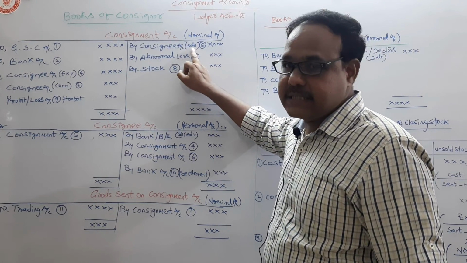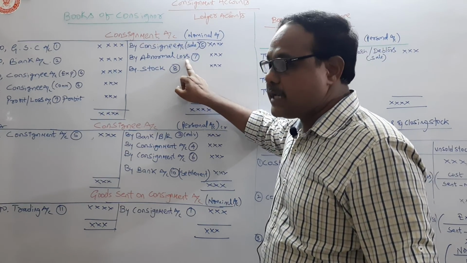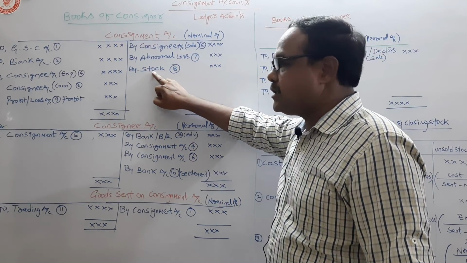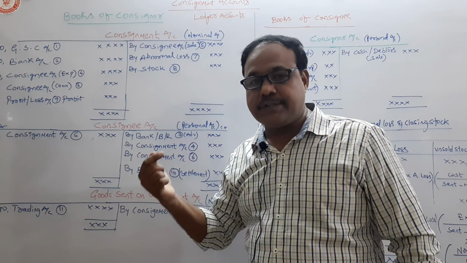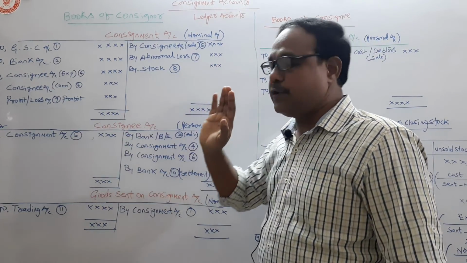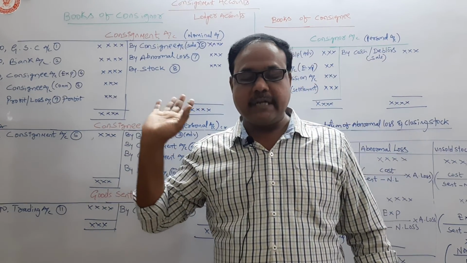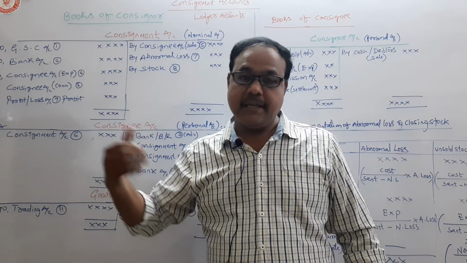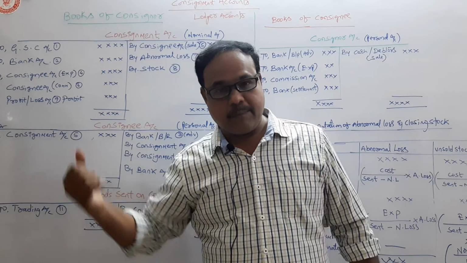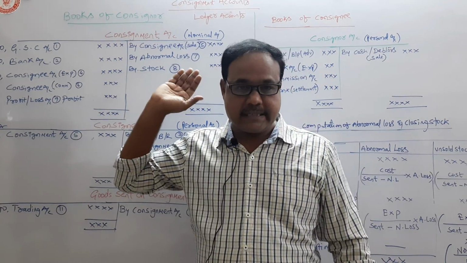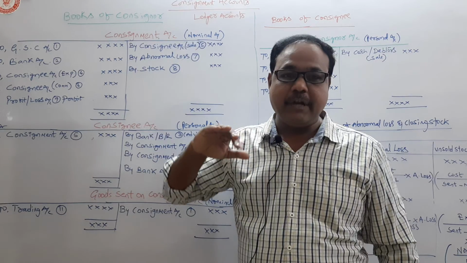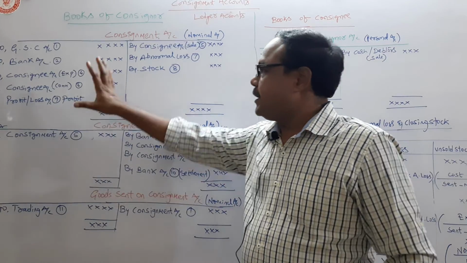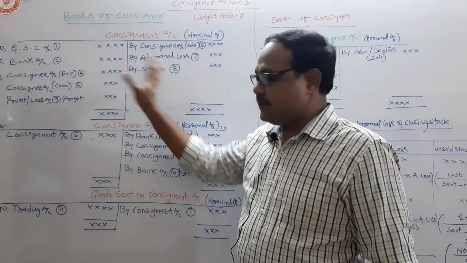Consignee account, sales. Abnormal loss, always at cost. Closing stock, at cost or market price, whichever is lower. So you will be able to remember very easily. Debit side: goods sent on consignment, to bank consignor expenses, to consignee expenses, to consignee commission, to profit and loss account. Credit side: by consignee, by abnormal loss, by closing stock. Very easy or not? If you are able to remember this, you can write journal entries.